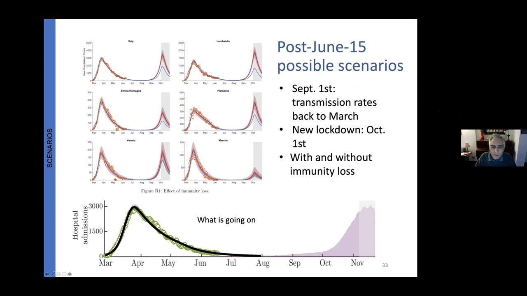So these were the scenarios that we ran, let's say without immunity loss, the one you see here for Italy, for Lombardy, and this is what is going on. We were assuming that there would have been a new lockdown on October 1st. Instead the lockdown has been implemented one month later, and that is what is going on now in Italy.